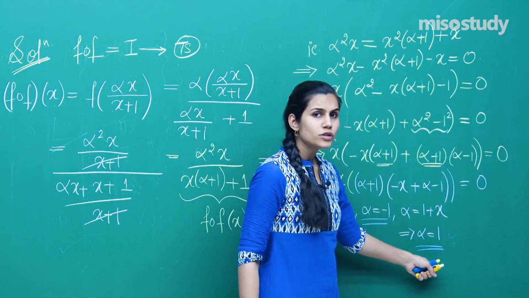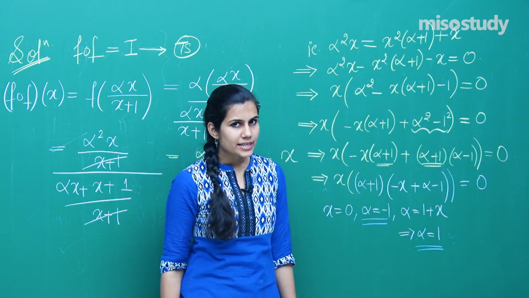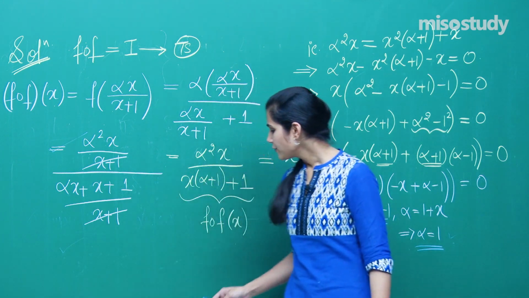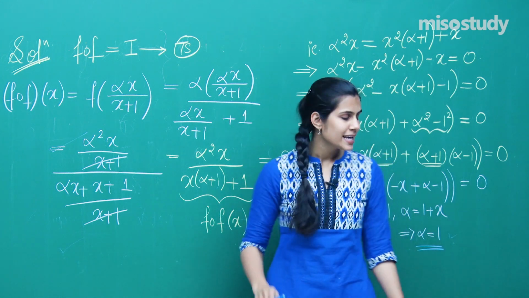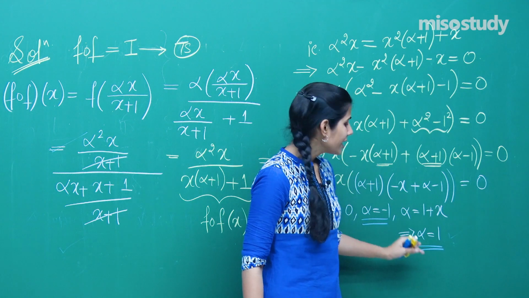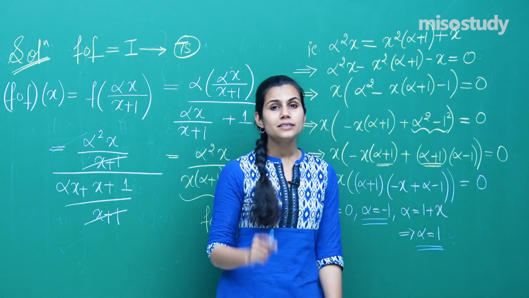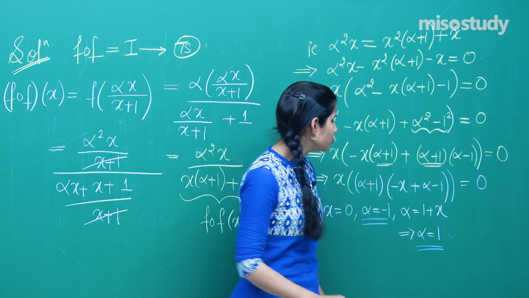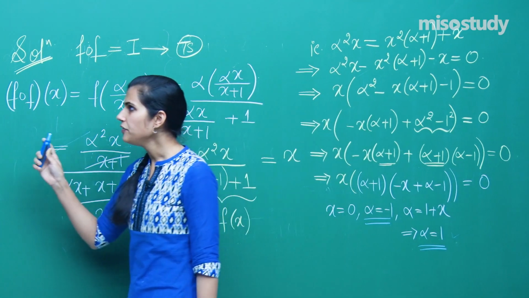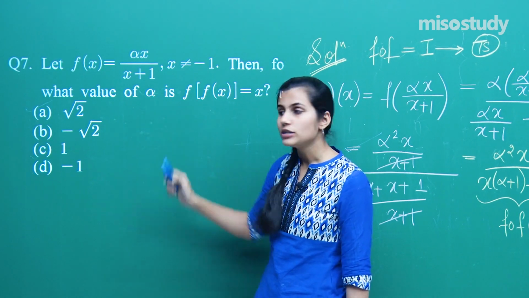But if you substitute alpha as 1, do you get FOF of x equals x? This expression is basically trying to say that for FOF of x to be equal to x, alpha has to be minus 1 or 1. And now, if I wish to say which among these two alphas is the correct alpha, what I need to do is verify for which alpha when I substitute in the expression, I am getting FOF of x to be equal to x.